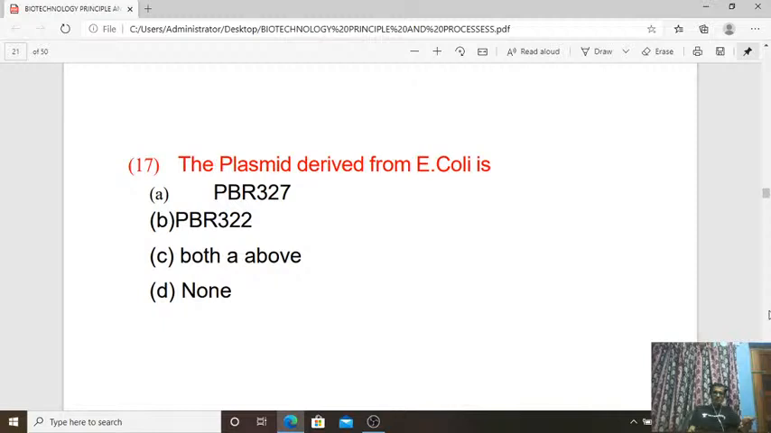Next, 17. The plasmid derived from E. coli is which one? PBR 327, PBR 322, both A and B, or none? The plasmid derived from E. coli is PBR 322. Is there any other answer? No. So the answer is B, PBR 322, not 327.